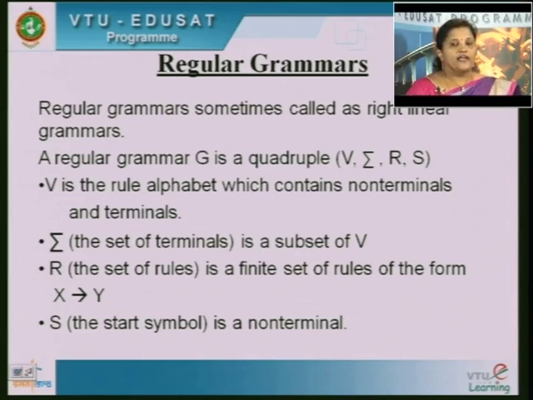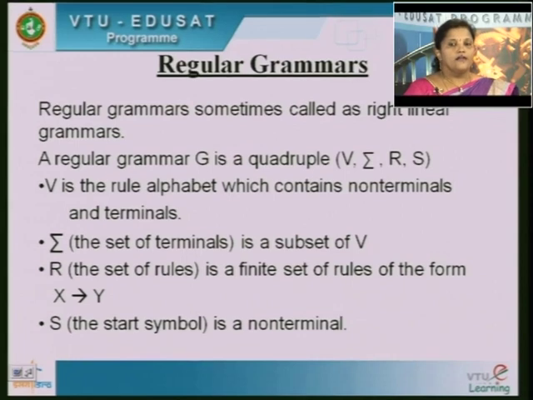So a grammar is defined with a quadruple V, sigma, R and S. V is the rule alphabet which contains non-terminals and terminals, sigma is the set of terminals, so all the strings will be derived from sigma, R is the set of rules, and S is the start symbol.